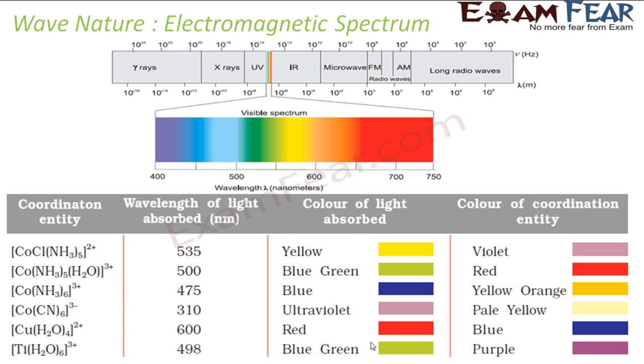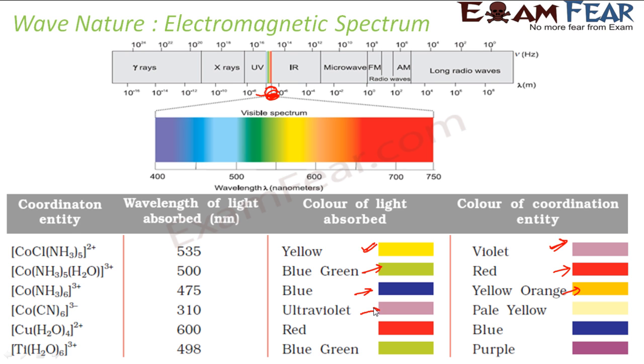Okay. So if you see, this is the electromagnetic spectrum and this is the visible spectrum range. If this wavelength of the light is absorbed by a particular coordination complex, the remaining is reflected and it gives color. For example, if it absorbs yellow color, the coordination entity looks violet. If it absorbs green color, the coordination compound looks red. If it absorbs blue color, the coordination compound looks orange.